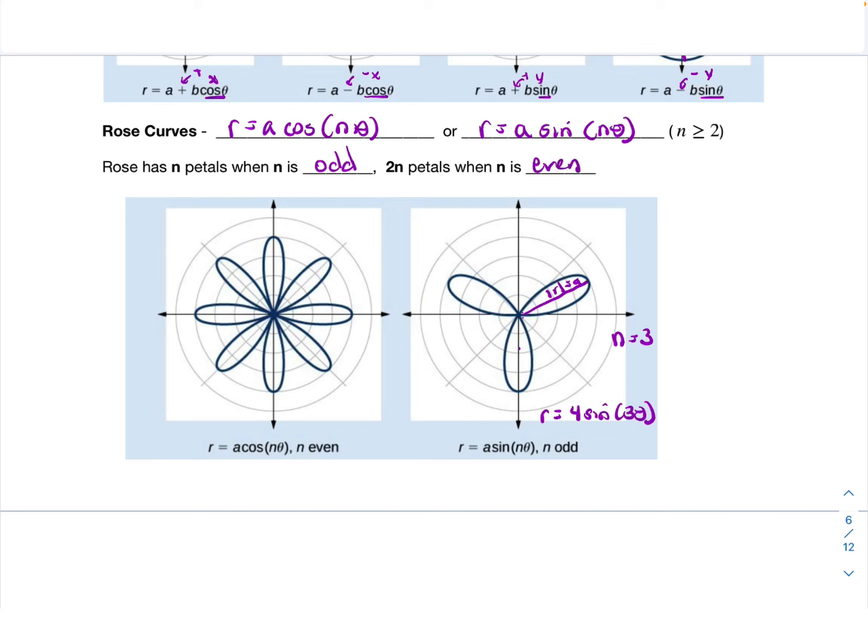Now, on this first graph here, we have a total number of 8 petals. So that means n has to be 4 because it's an even number, and you always double even numbers. Again, I'm going to see how much my radius is. So here my radius is 4, my maximum radius, on the length of the petals. So this equation would be r equals 4 cosine of 4 theta. So these are kind of easy to find.